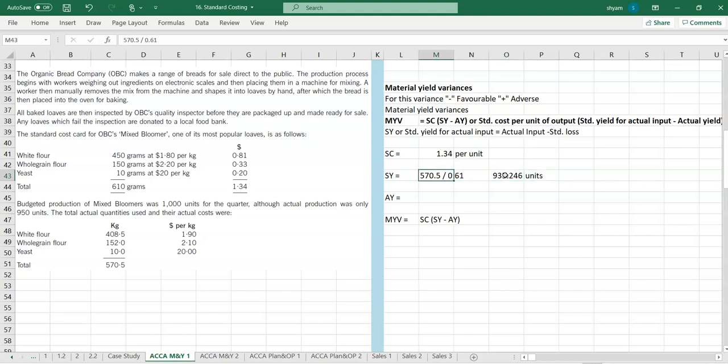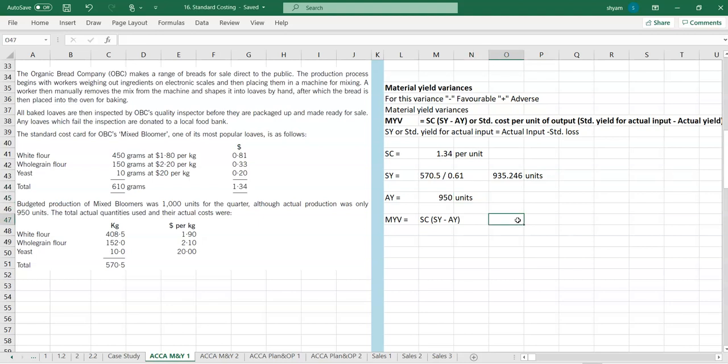So the logic is this: standard yield is the most difficult. Standard yield works like this: for the given input, what should have been the output? So for 575.5 kg, they should have produced 935.246 units. But how much have they produced? They have produced 950 units.